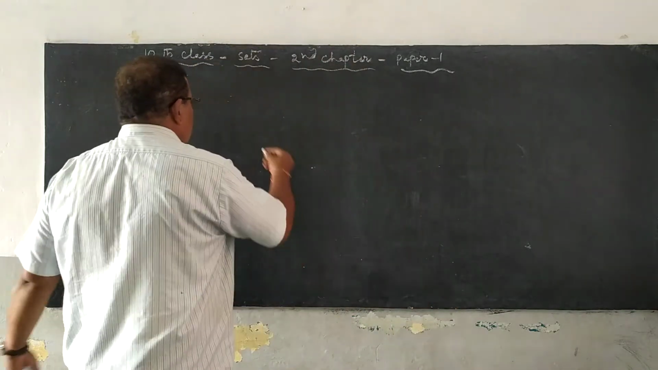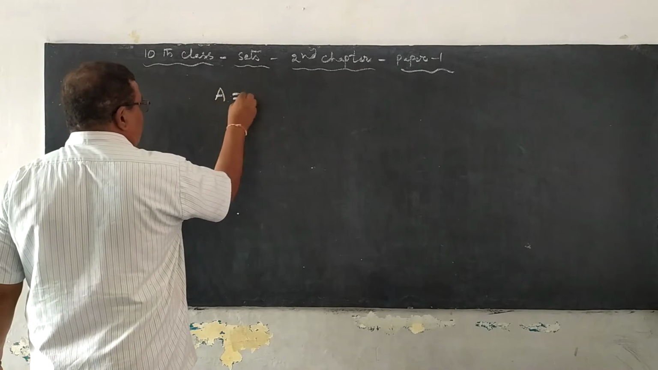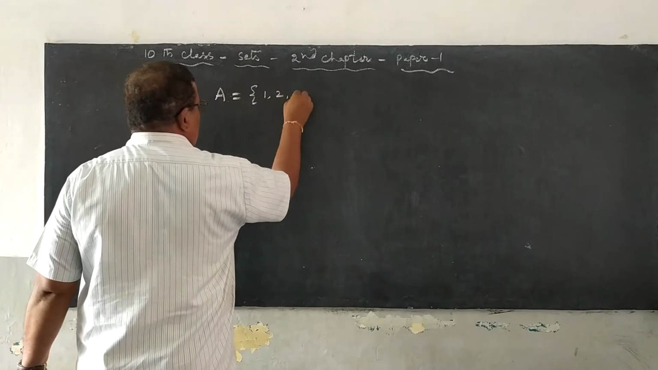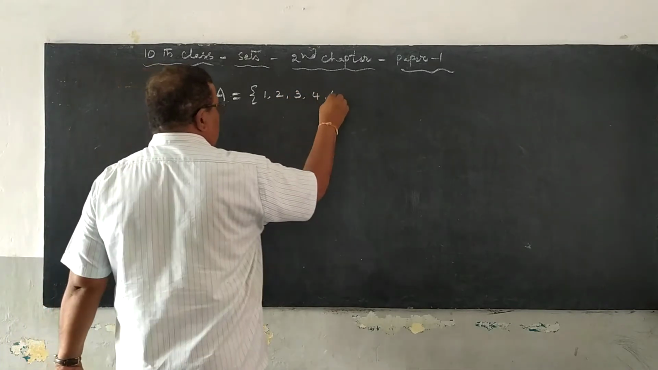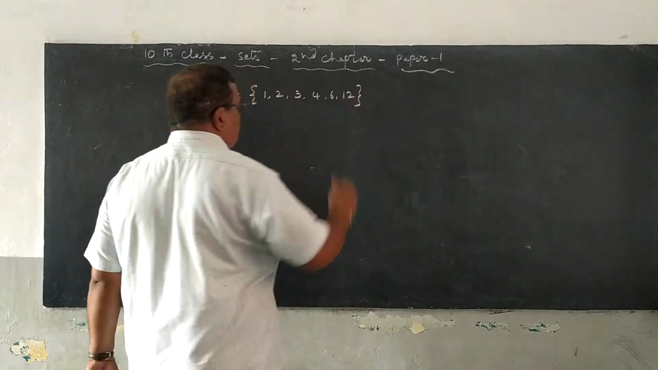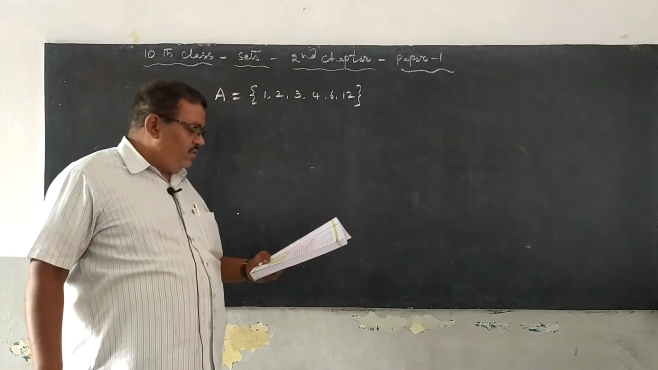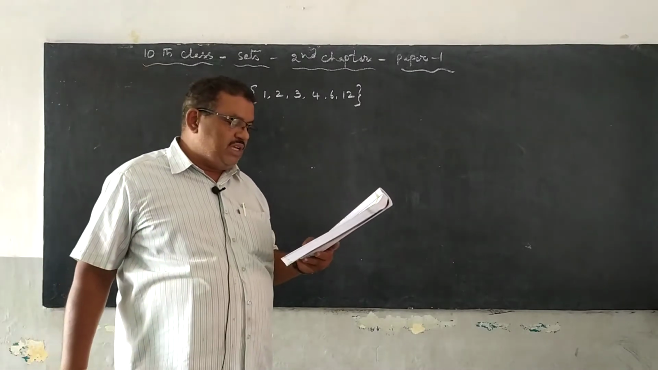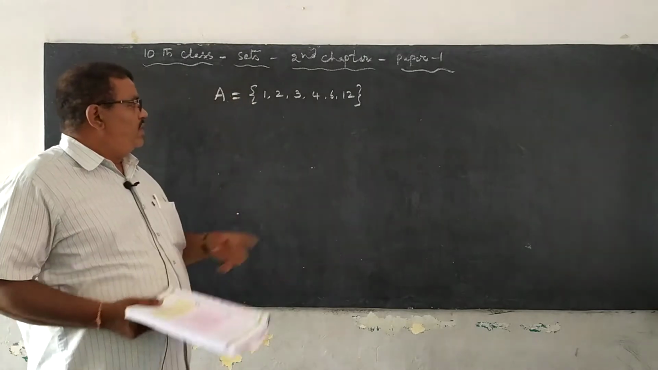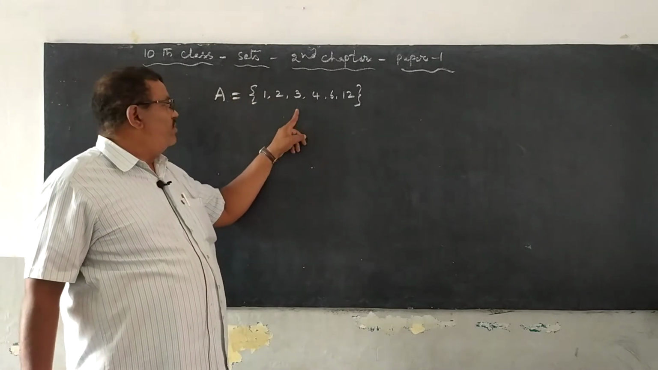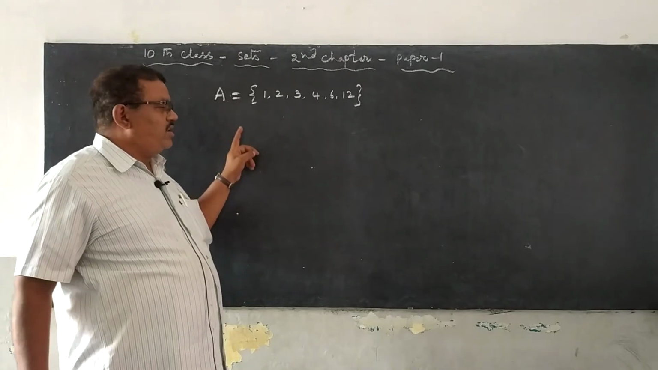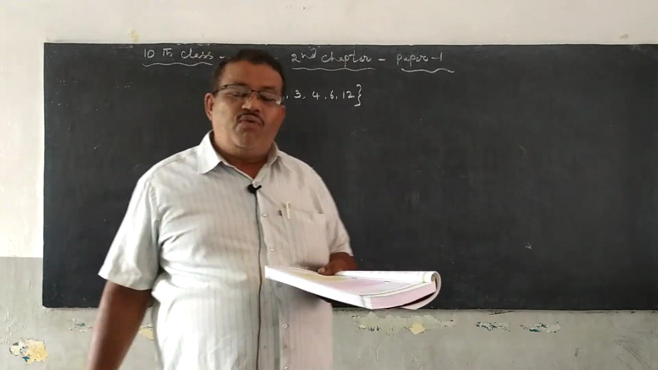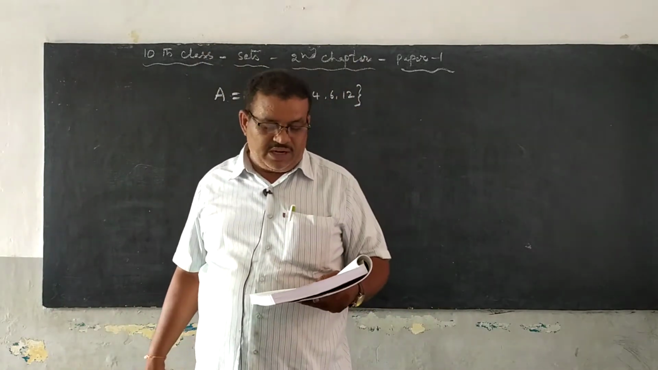A is the set of factors of 12. So what are the factors of 12? The factors of 12 are 1, 2, 3, 4, 6 and 12. Here in the options, A is 1, B is 4, C is 5, D is 12. So here 5 is not a member of set A. So the correct answer is C. That is not an element of set A.